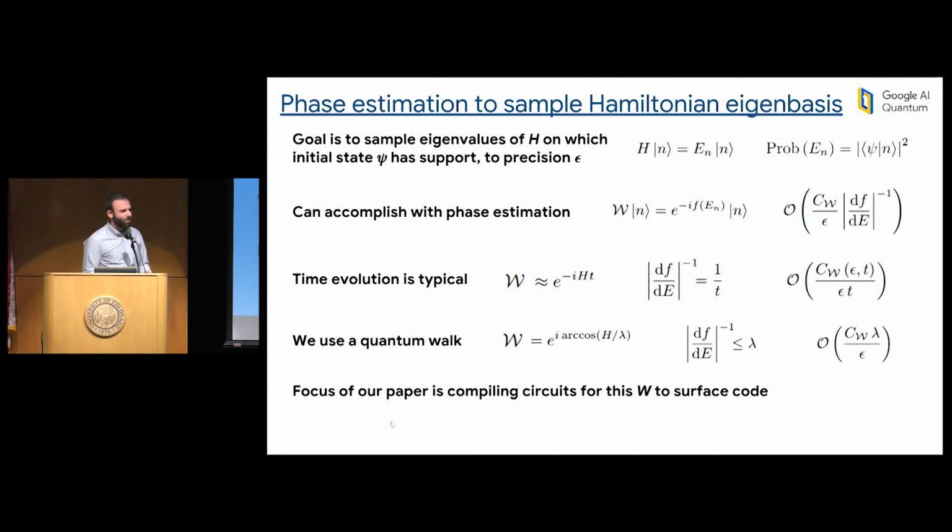So the focus of our paper is really realizing that W, compiling circuits for it, and going all the way down to the surface code. Our result is that we can implement this quantum walk for both the Hubbard model and chemistry at complexity n plus log 1 over epsilon, which I believe, but don't know for sure, is asymptotically optimal for that purpose. And then the number of times you have to repeat it scales like this lambda, which is n squared for chemistry, and n for the Hubbard model.